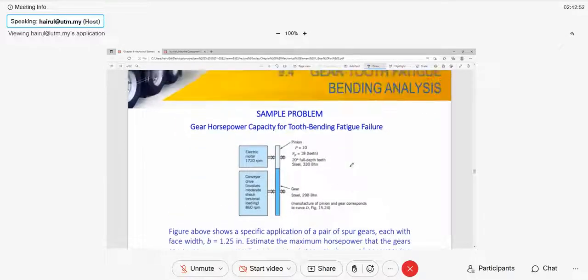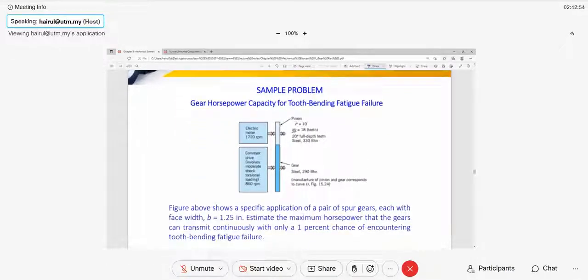All right, let's go for a typical sample problem. If you look in the sample problem, this is a plan view of the gears. The top is a pinion and the bottom is a gear. The pinion is driven by an electric motor at 1720 RPM. In this problem they don't give the power, but they give the motor speed of 1720 RPM. Also we know power is torque times omega. The torque also was not given.